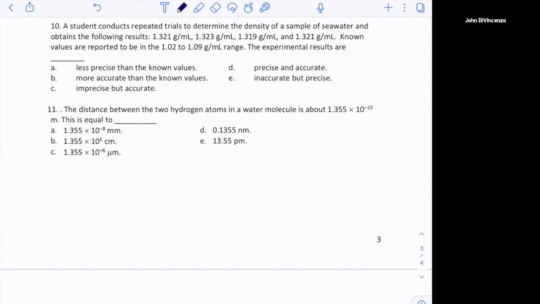So where's that? Inaccurate but precise, right? And then I think the one in the back of the book that I assigned has 2 graphs. It's very similar. It's the same graph data as the one on SmartWork, but the question's different.